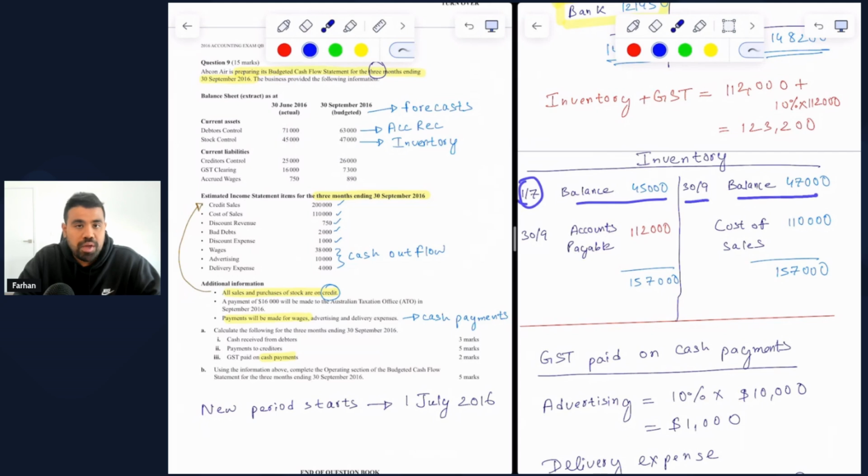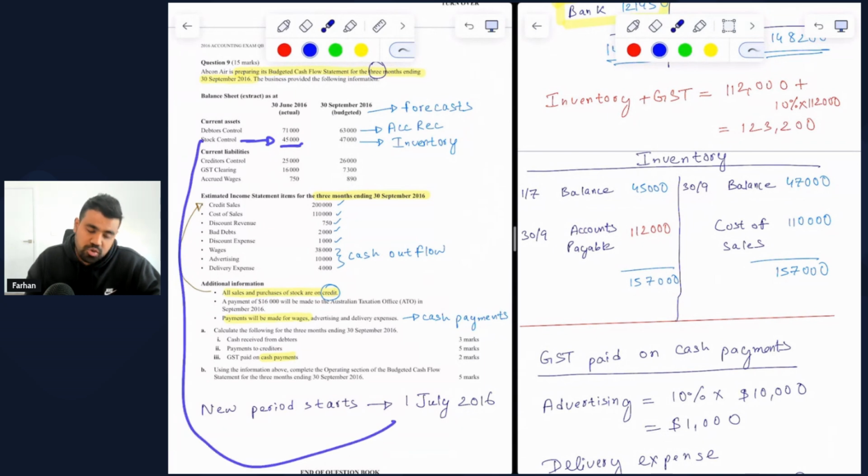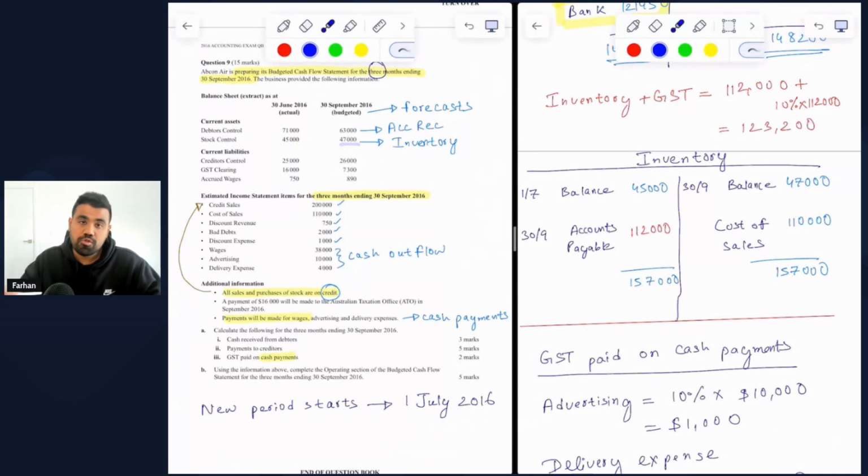So where did we get this opening and closing balance from? Inventory is a current asset, and current assets are published within the balance sheet. So we check the balance sheet, the stock control, and as you can see, 45,000 is what we have at end of 30 June 2016, which becomes the opening balance on 1 July 2016. And the closing balance at 30 September 2016 is 47,000. These are the two numbers we have used in this case. Now, this amount that I have just highlighted is what we have calculated ourselves. And we're going to get back to this.